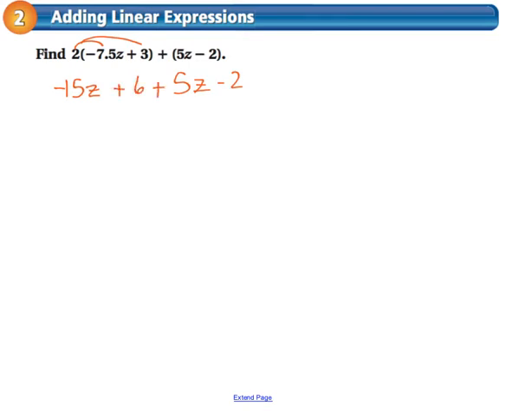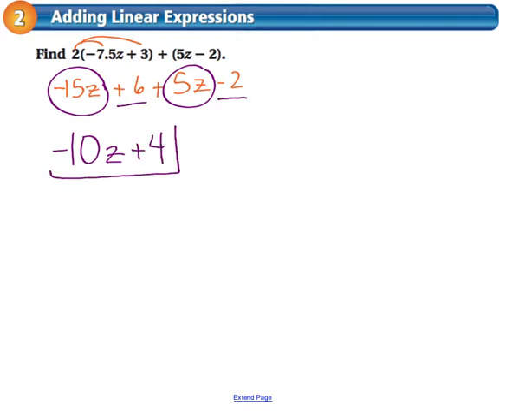Okay, I've got it all in one nice list from left to right. I'm just going to add like terms. I've got negative 10z and 5z. Those go together and make negative 5z. I've got 6 and negative 2, which go together to make 4.